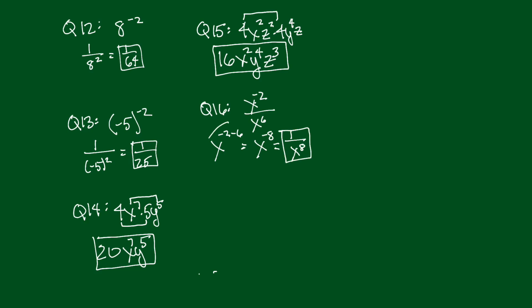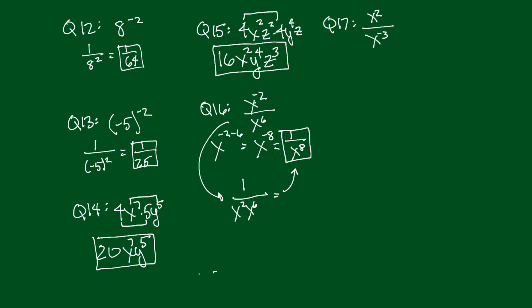Now I could have done this. Here's what I could have done. I could have brought this x to the negative 2, bring that down, right? Rewrite this with a positive exponent. So this would come down. That would leave a 1 on the top. And then I'd have x to the 2, x to the 6, still giving me 2 plus 6 is 8.